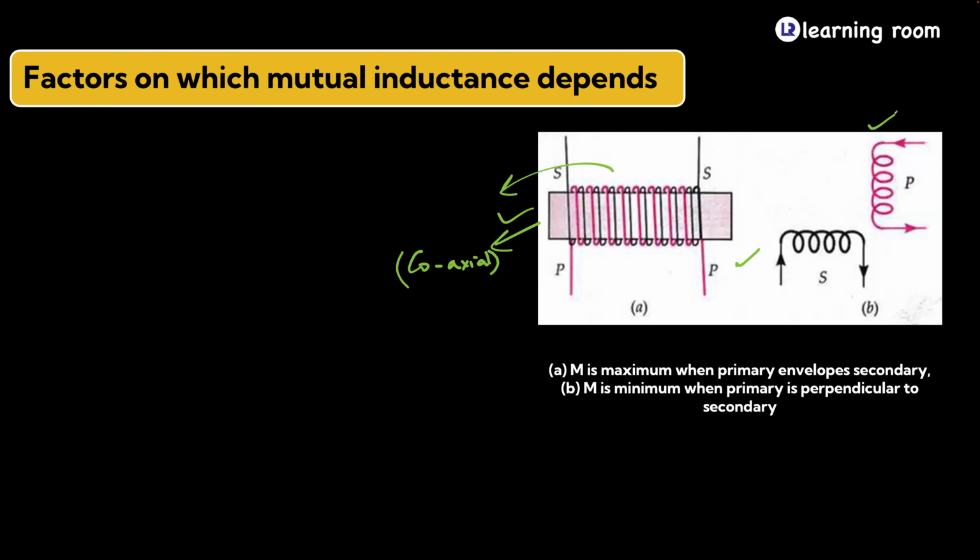Mu naught into n into I. Mu naught is constant. Number of turns per unit length is constant.